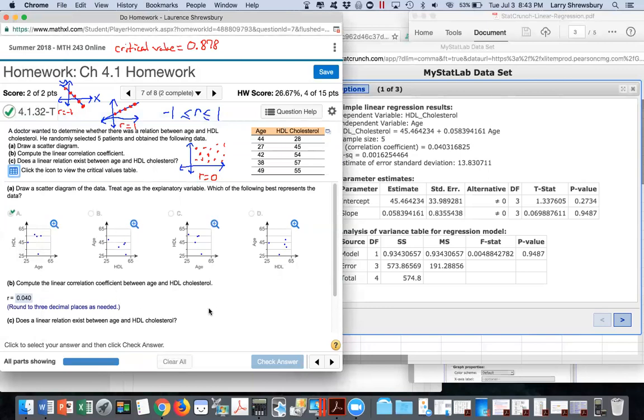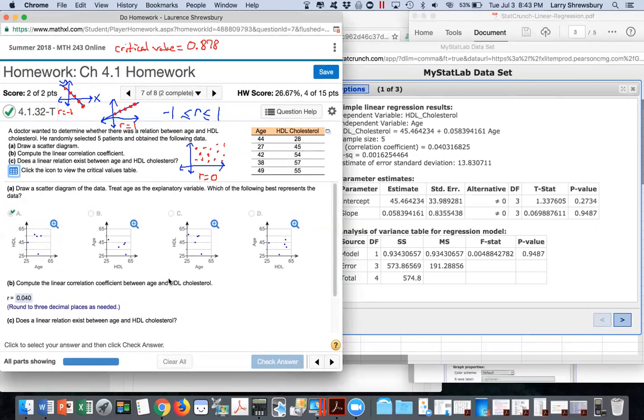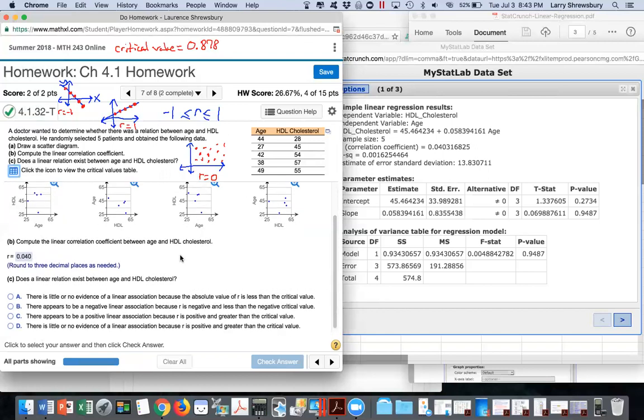Now, let's go down here. So let's look at our value for r. Our value for r is 0.04. Is 0.04 closer to 0 or closer to 1? It's way closer to 0. Also, our value for r would have to be at least 0.878 or larger, or closer to 1. Well, it's not even close to that. So not by a long shot. So we'll say there is little or no evidence of a linear association.